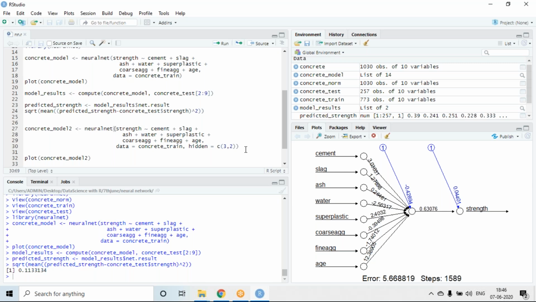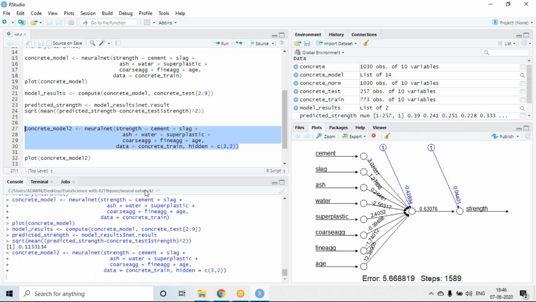So why don't you select line number 27 to 30? Run it. So it will take some time because lots of W's have to be estimated. It will take a little bit more time than before. Yes. Now plot it.